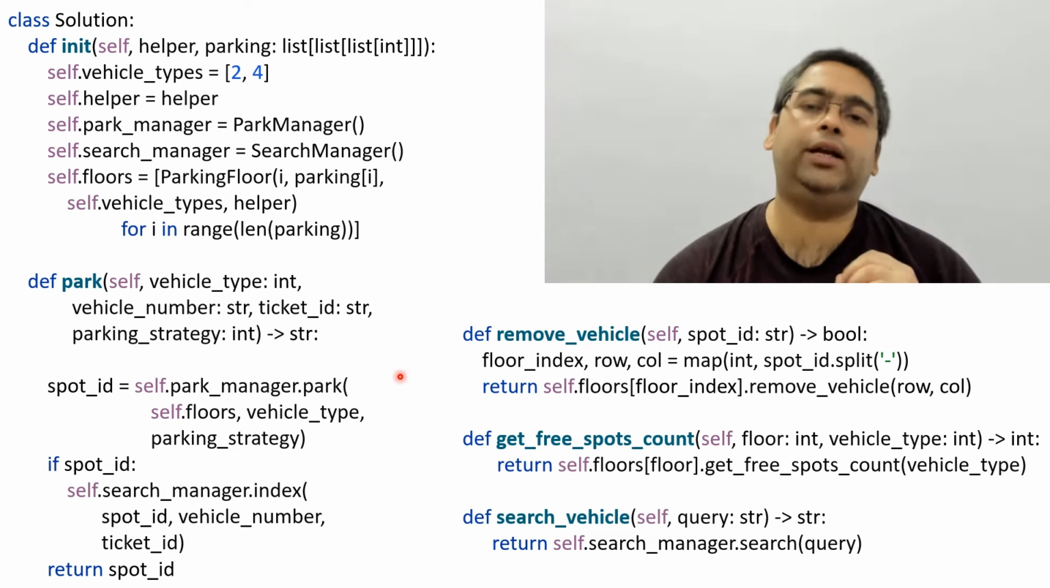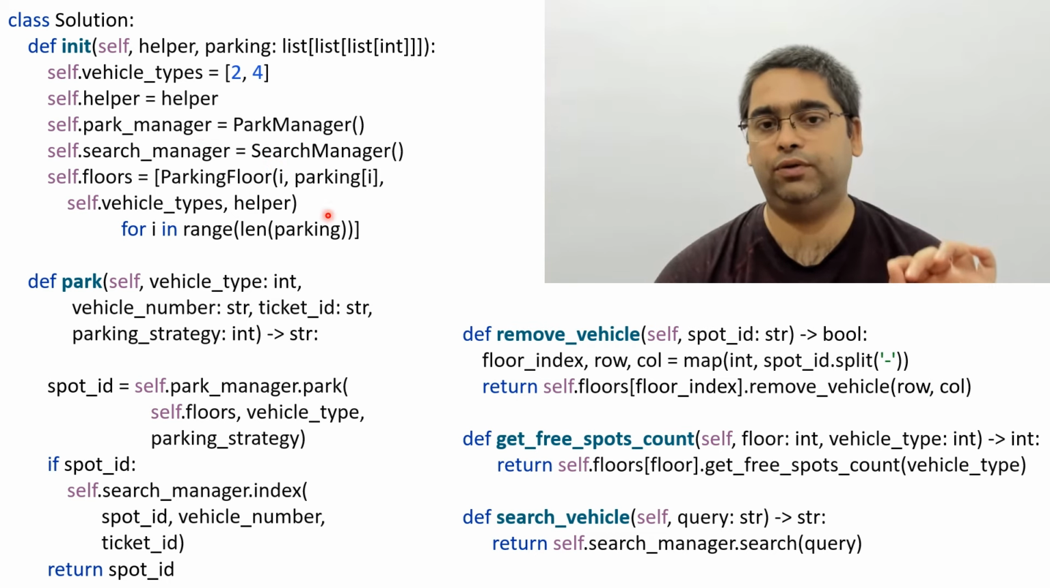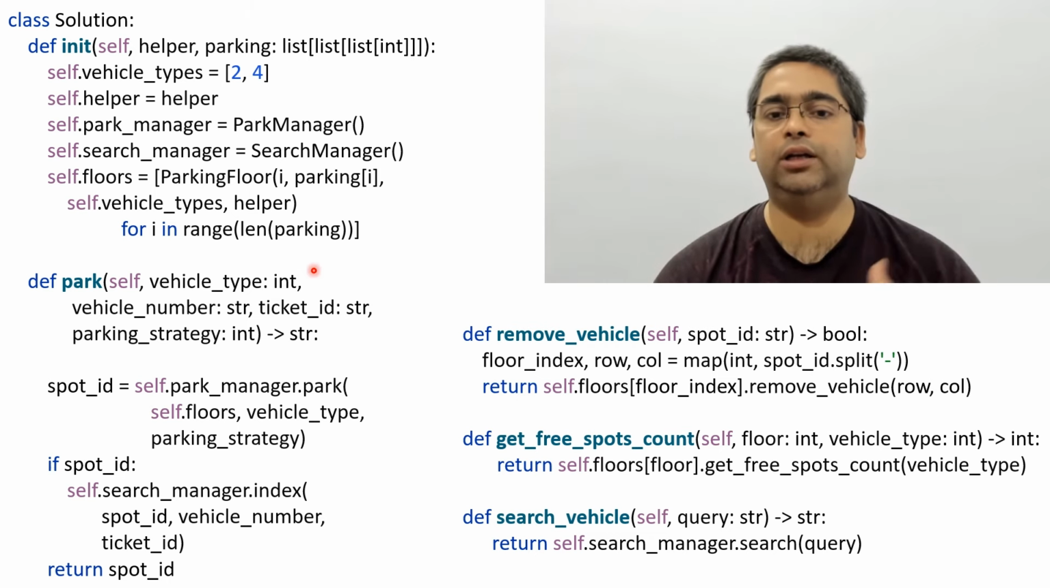Finally, let's connect everything using our tester class, which is our solution class. It keeps all the vehicle types, the park manager object, the search manager object, and the list of all the floors, the parking floor objects. And for each of its methods, it uses them.